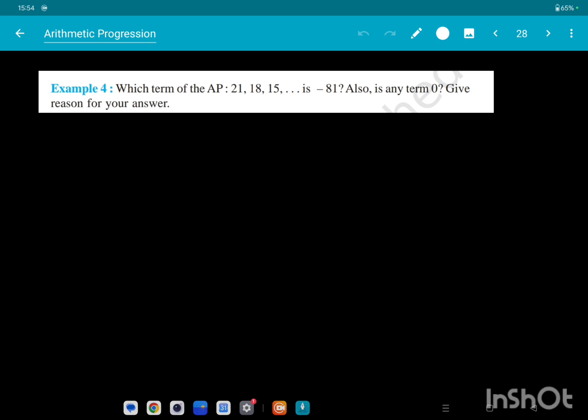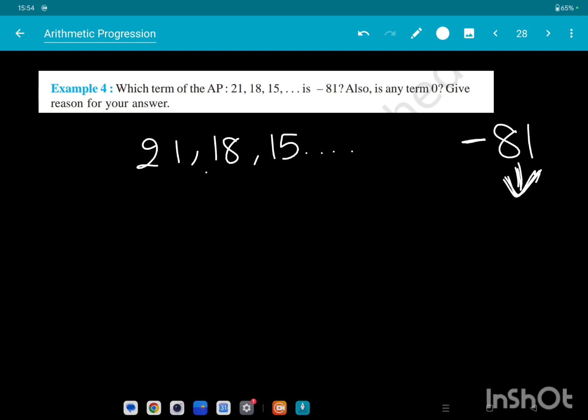So first we will write the AP. I will tell you how we can find this. 21, 18, 15 and so on, and at the last it is minus 81. Let's say this is the nth term. Now we need to find the n value here, right? If we know the nth term value, is it possible to find the n value? Yes, it is so simple. I will tell you how we can find it.